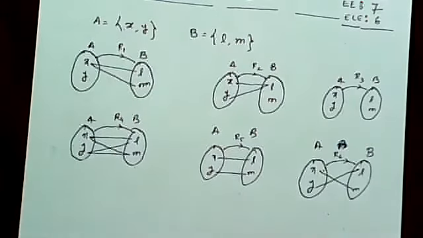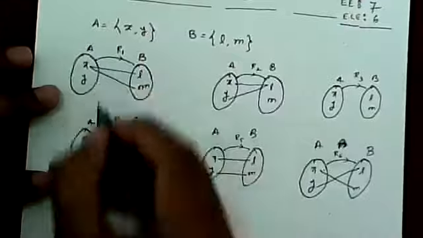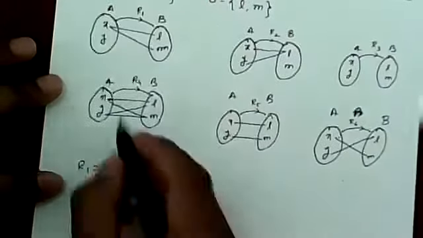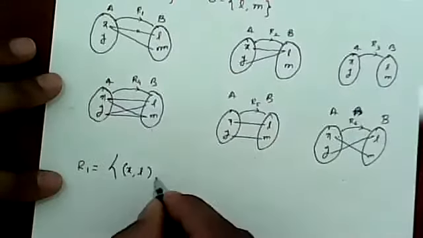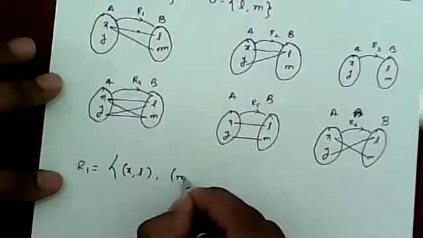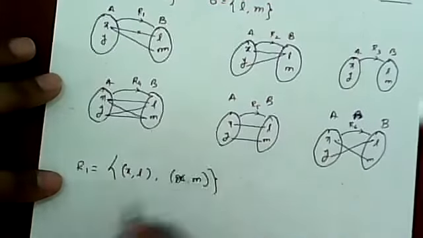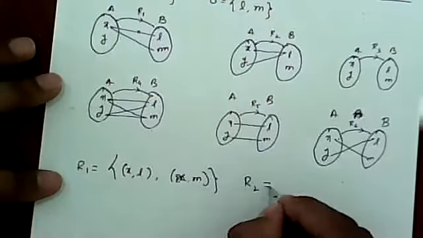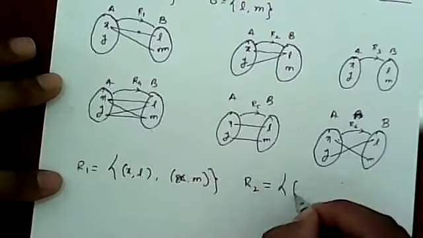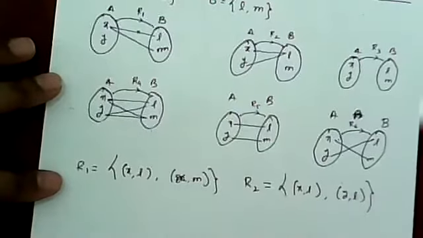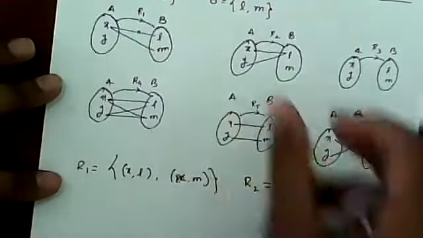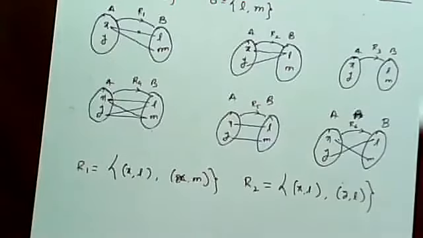Now mathematically, if you want to write them, how can you actually write them? The first relation, R1, can be written as XL and XM, right? So this is nothing but this. R2, how can we write R2? R2 can be written as XL and YL, right? This is also a relation. So like this, we can write all the remaining relations in the mathematical form.